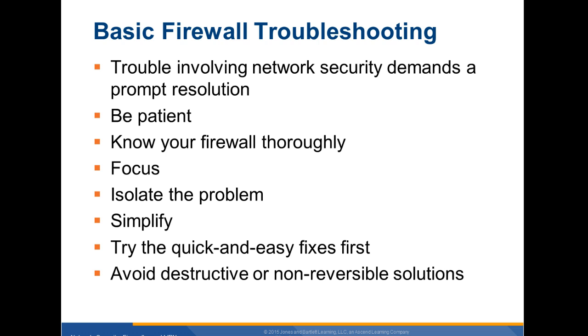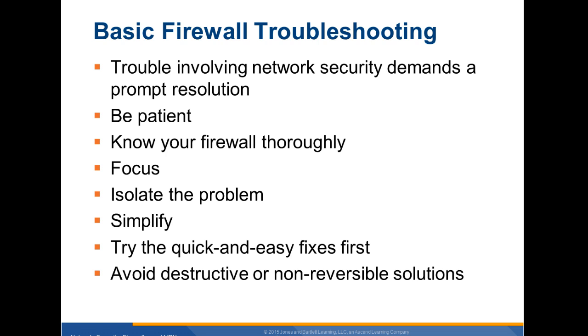Isolate the problem. Whenever possible, isolate elements or components of the firewall system that are functioning correctly to narrow the range of suspects of potential problem sources. Simplify. Disable or disconnect software and hardware that's non-essential to the function of the firewall. This will reduce the complexity of the situation and may assist in discovering the cause.